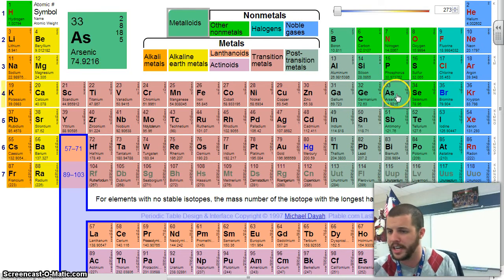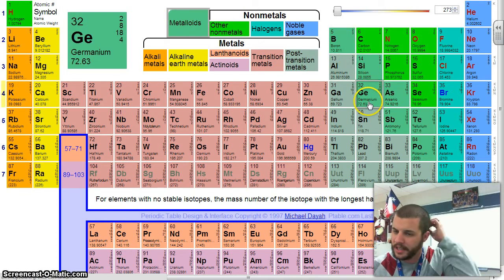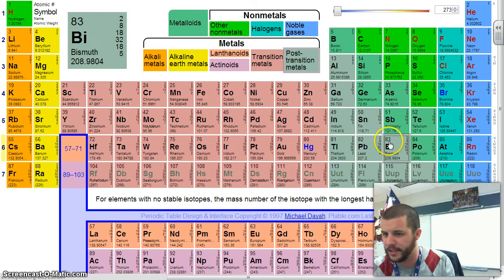Nitrogen, phosphorus, arsenic, -3. Now let's look at what's below the stair-step line, or on the left-hand side of the stair-step line for group 14 and 15.